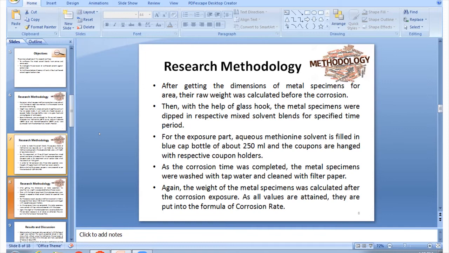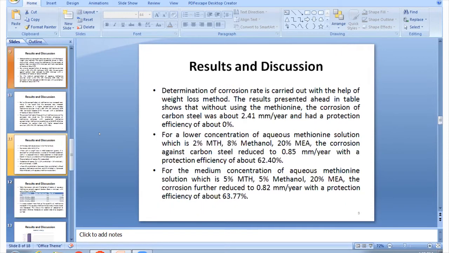As all the values were attained for the formula of corrosion, they were put into the formula. And the formula for the corrosion is delta W dot K divided by A dot T dot T, which will be explained later on.